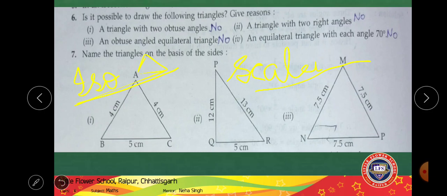Now here see 7.5, 7.5, 7.5, all the three are equal. So this will be an equilateral triangle. Like this you are going to write it: EQUILATERAL, equilateral triangle.